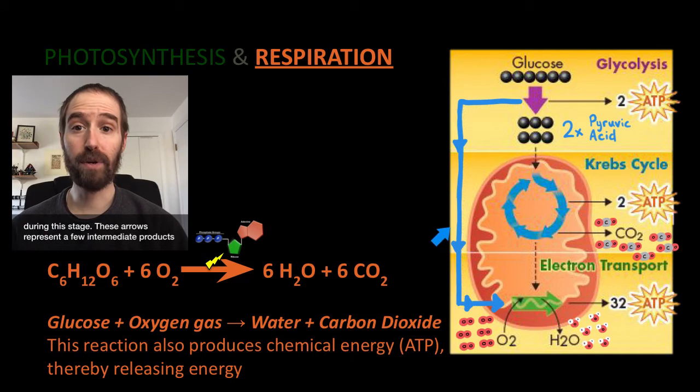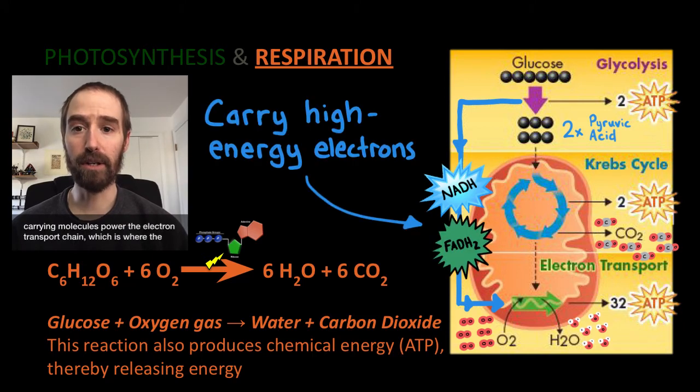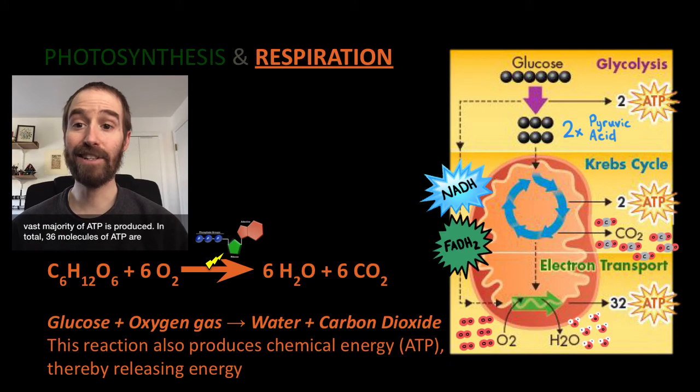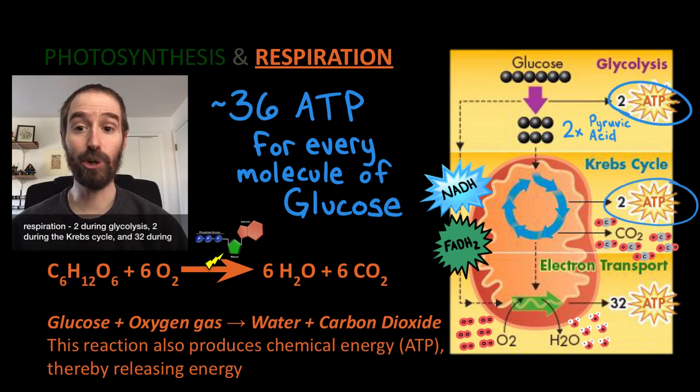These arrows represent a few intermediate products, energy-carrying molecules called NADH and FADH2. These energy-carrying molecules power the electron transport chain, which is where the vast majority of ATP is produced. In total, 36 molecules of ATP are produced for every 1 molecule of glucose metabolized during cellular respiration: 2 during glycolysis, 2 during the Krebs cycle, and 32 during the electron transport chain.